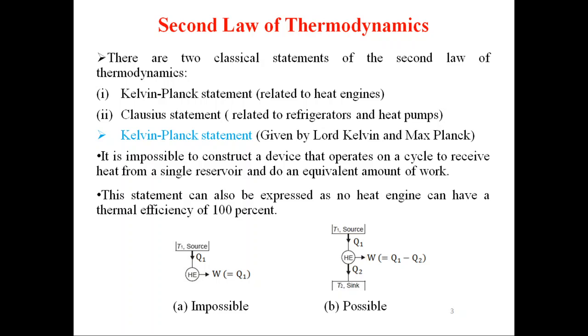Kelvin-Planck statement. It is given by Lord Kelvin and Max Planck. According to this statement, it is impossible to construct a device that operates on a cycle to receive heat from a single reservoir and do an equivalent amount of work. You can see figure A.